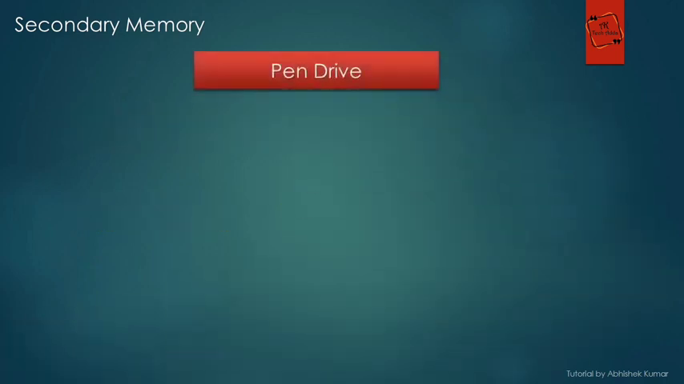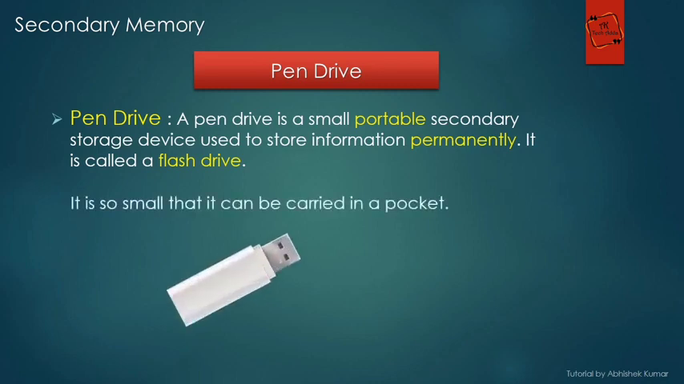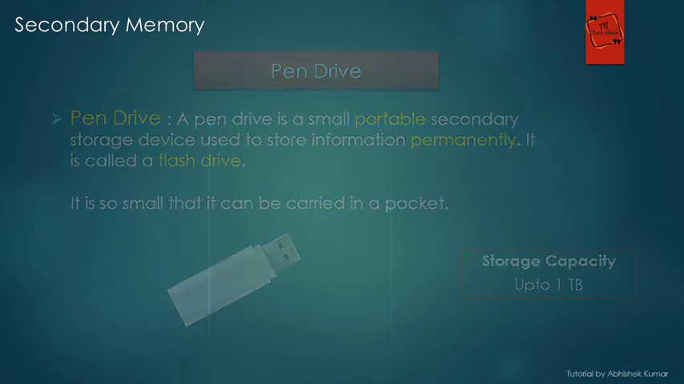Our next secondary storage device is the pen drive. This is a small portable storage device that can store your data permanently. With a portable or external storage device, it becomes very easy to carry your data. You can get a pen drive with a storage capacity up to 1 TB.